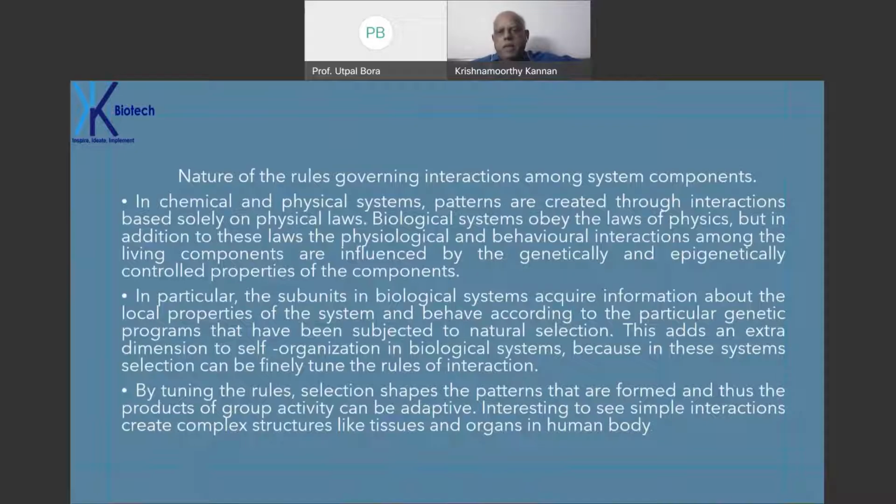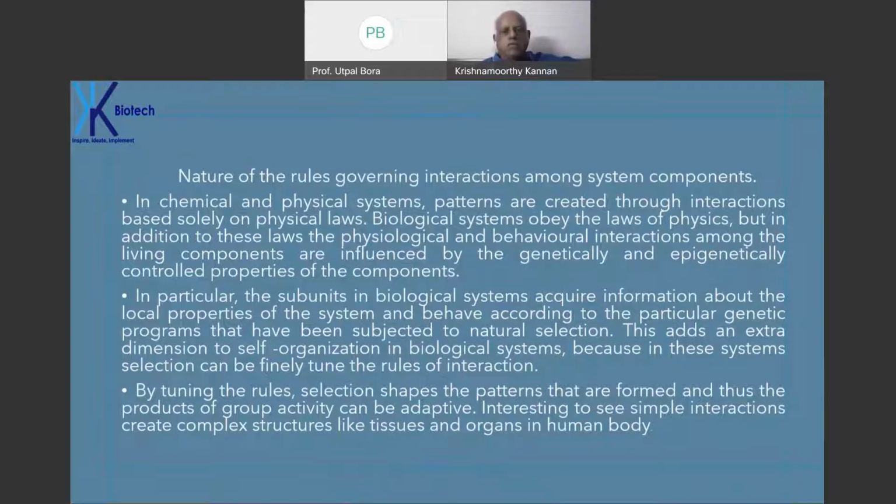And you have to understand what the rules governing are, because after all the forces we talk about are electrostatic or hydrophobic interactions, or hydrogen bonding, all these things you hear. But these are all interactions, and these interactions lead to patterns. And we know that physical laws operate. But then what is so unique about biological systems?